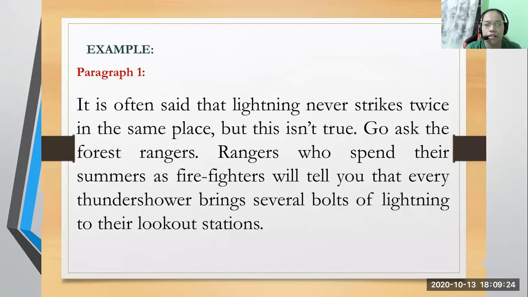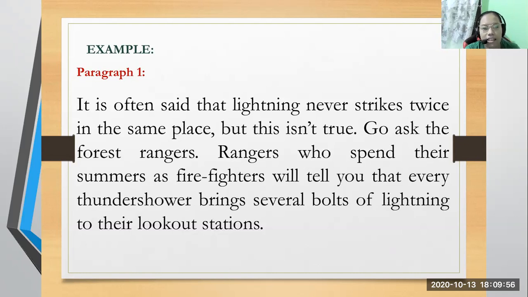Example, paragraph 1. It is often said that lightning never strikes twice in the same place. But this isn't true. Go ask the forest rangers. Rangers who spend their summers as firefighters will tell you that every thunder shower brings several bolts of lightning to their lookout stations. So what do you think is the main idea of this paragraph?